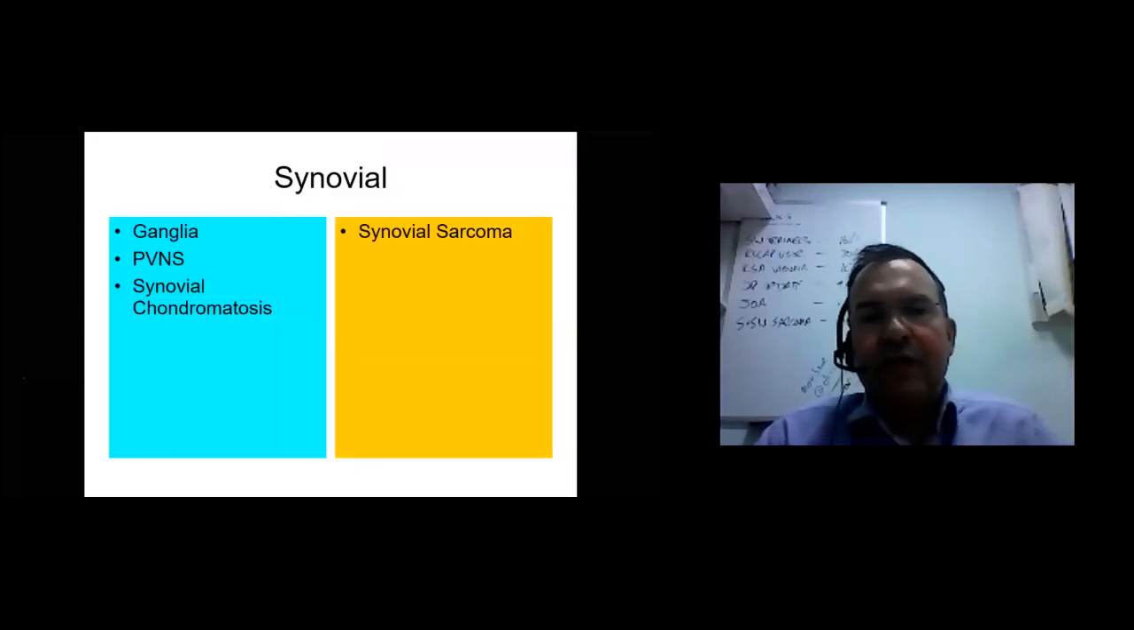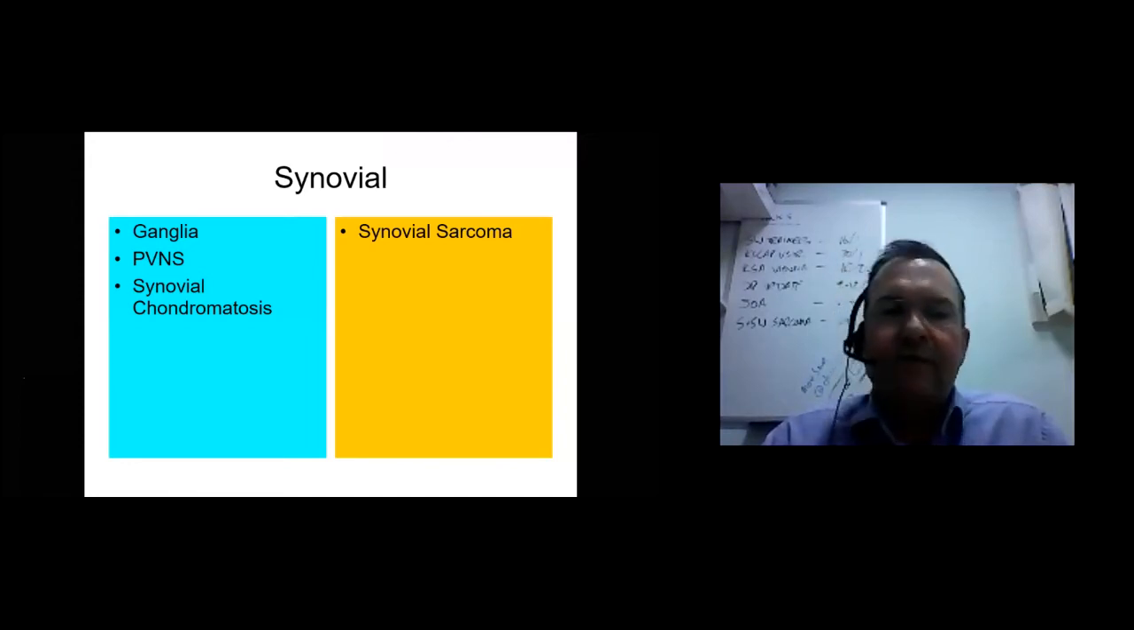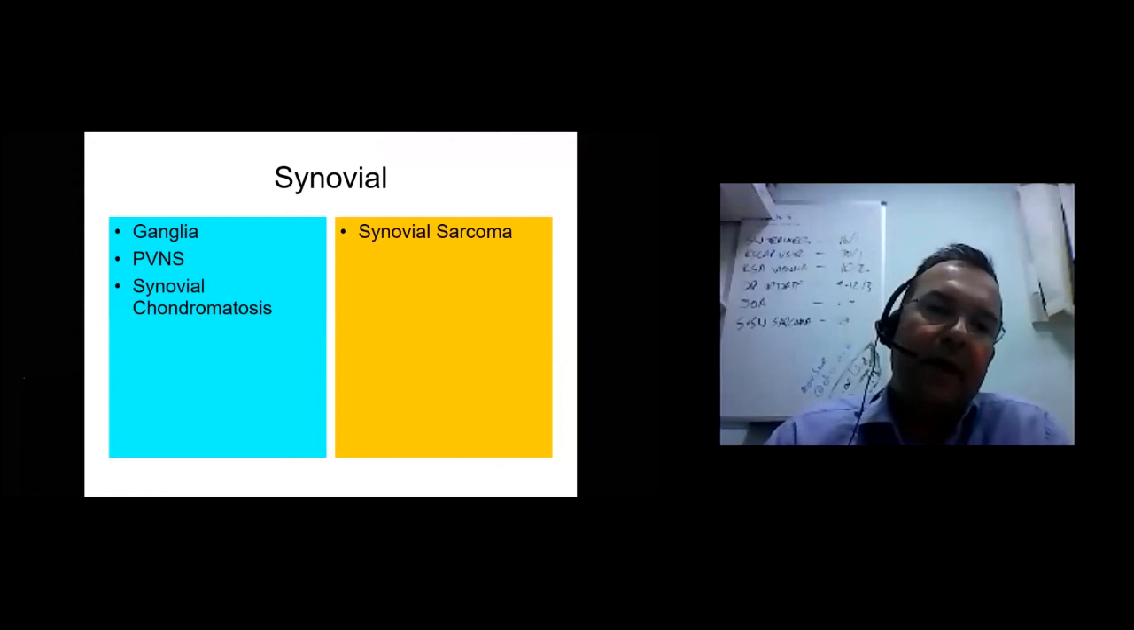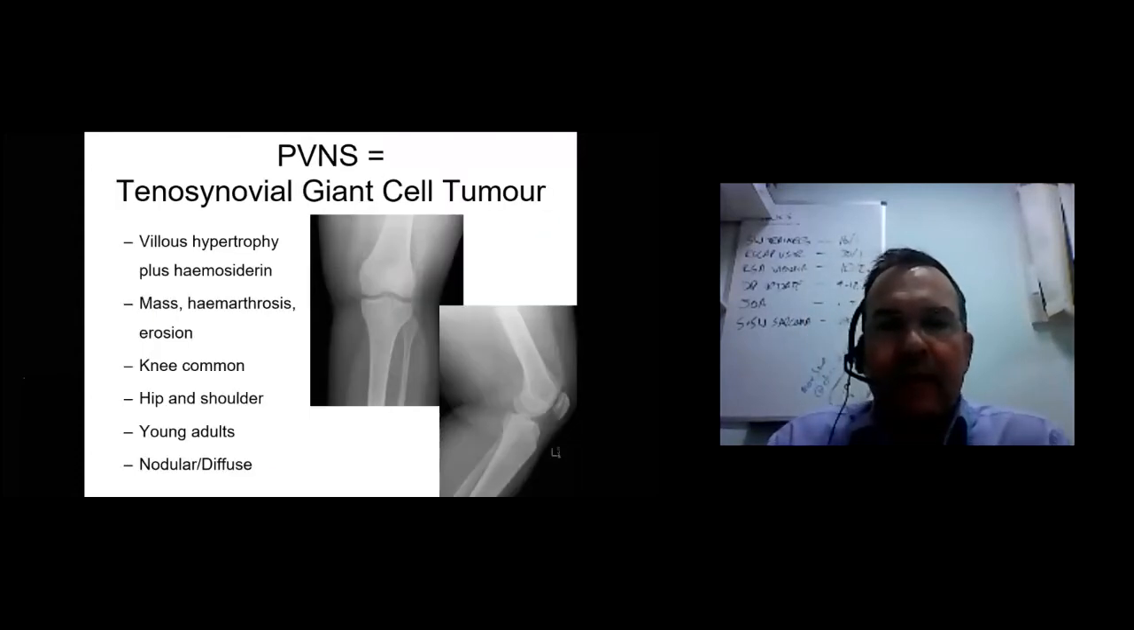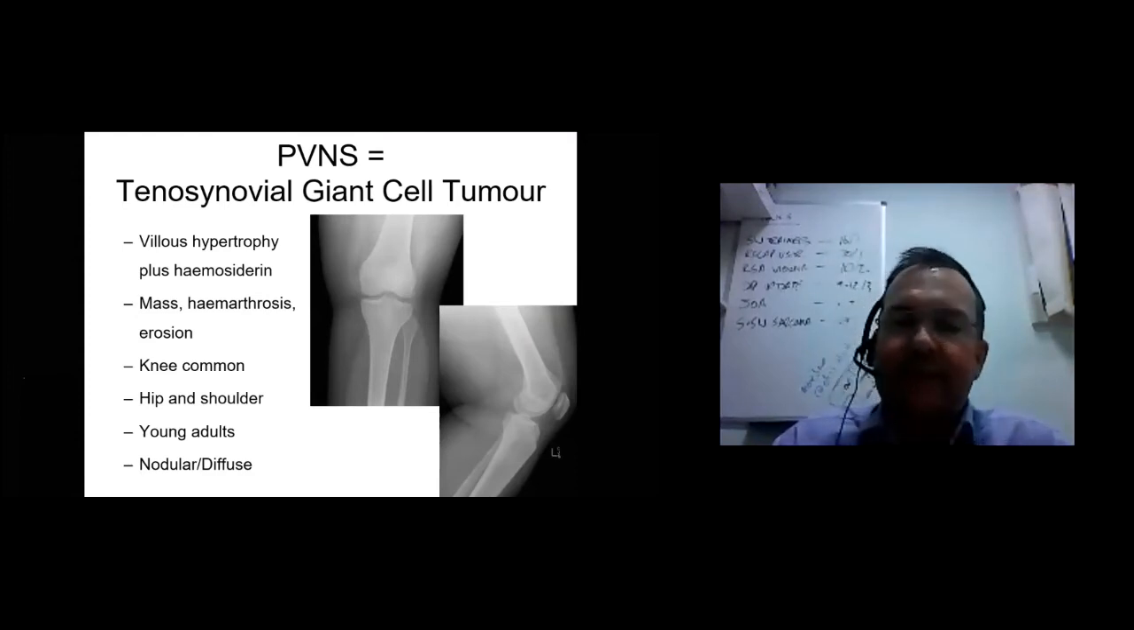Now, synovial sarcoma is worth just a special mention, and the benign version of this is pigmented villonodular synovitis and synovial chondromatosis. The highly malignant form is synovial sarcoma. The new name for PVNS is tenosynovial giant cell tumor, according to the World Health Organization classification. And this is a common one to get in the exam because it's a common one that you could see in your clinics. The knee is a very common site, followed by the hip and the shoulder.